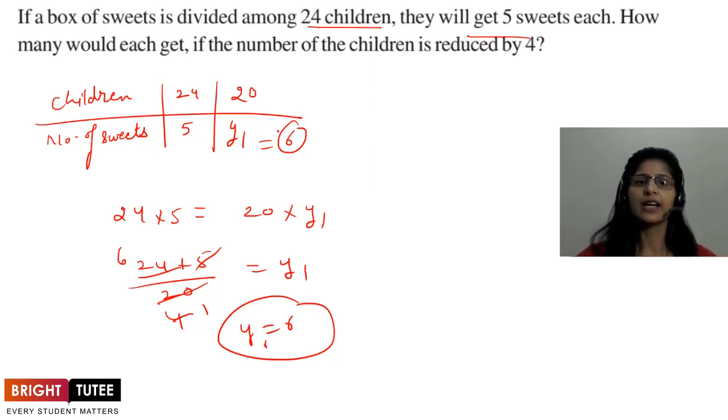Is that clear? So what we observe here is when the number of children is lesser, the number of sweets each child is getting is more, right? So it is inverse proportion.